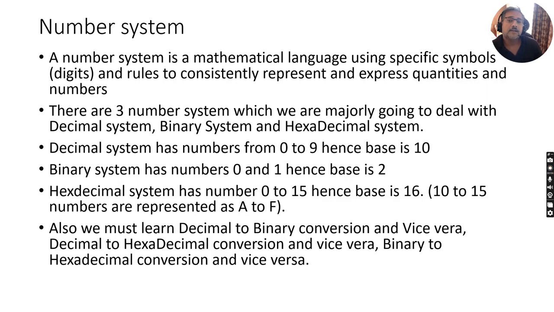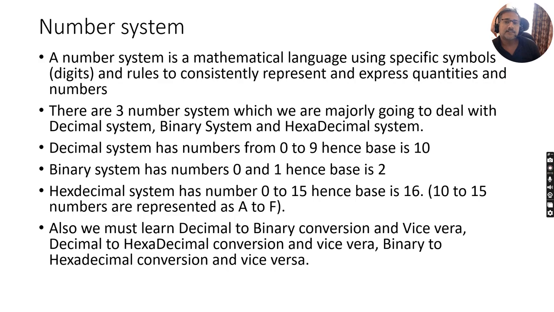If you want to find how many numbers that system has, you will have to subtract 1 from the base. 10 minus 1 is basically 9, so 0 to 9. 2 minus 1 is basically 1, so 0 to 1. So in each number system, you start from 0.